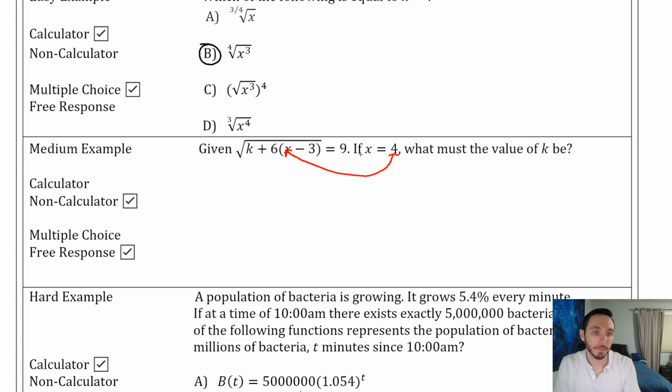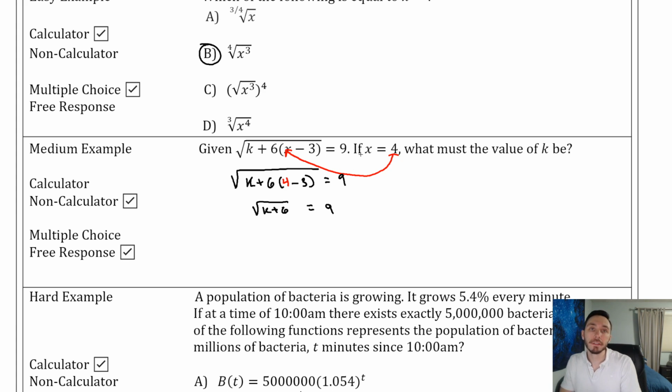So what do I have going on for me? I have the square root of k plus 6 times 4 minus 3, and this is equal to 9. 4 minus 3 is 1. So I have the square root of k plus 6 is equal to 9.